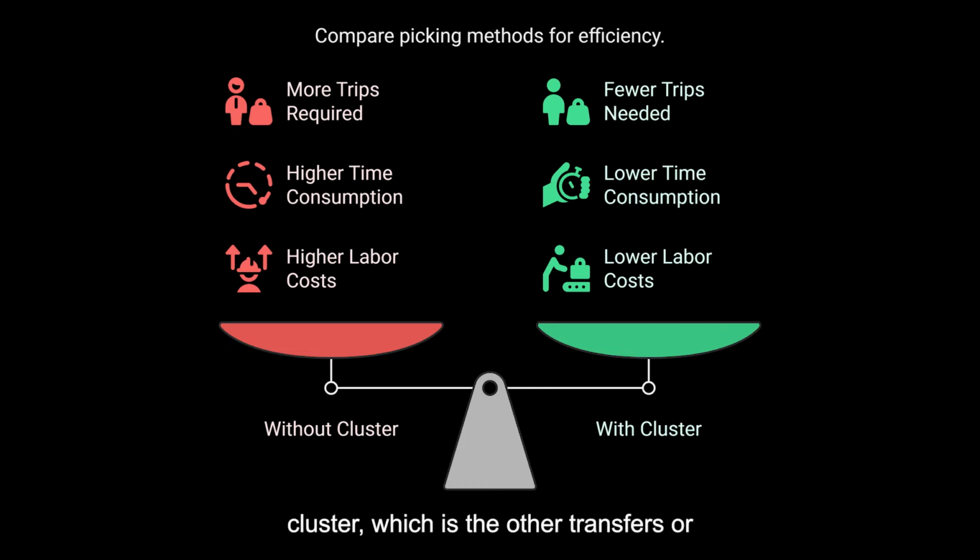Without cluster, which is the other transfers or the internal transfers, more trips are required, there is higher time consumption, and higher labor cost because many laborers are involved in performing these transfers. Whereas with the cluster transfer, fewer trips are needed, there is lower time consumption because we can manage it effectively, and lower labor cost because a single laborer can perform multiple internal transfers at once using this cluster transfer functionality.